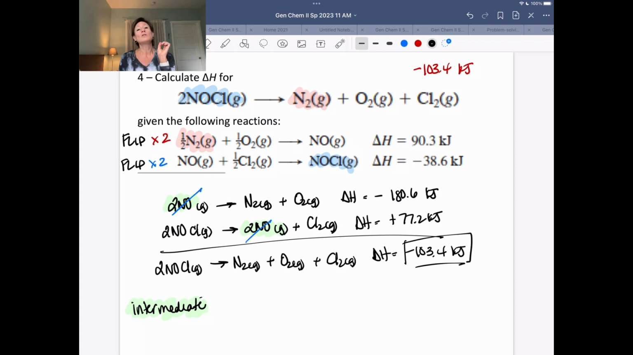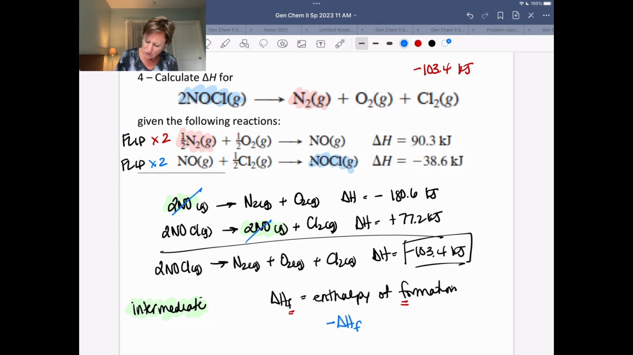Just as a little preview of what we're going to see in our next lecture, this equation is related to something that we call delta HF. Delta HF is an enthalpy of formation. That's what that little F means here. That means the enthalpy of formation. So see if this makes sense here: this is actually a negative delta HF equation.